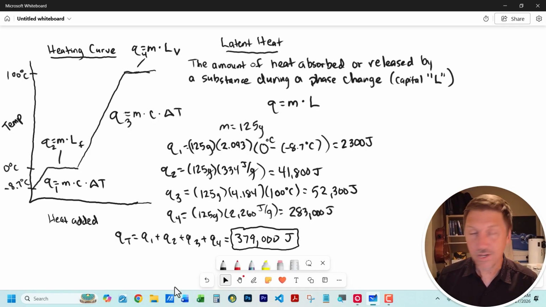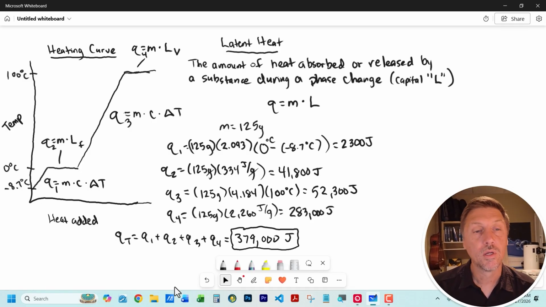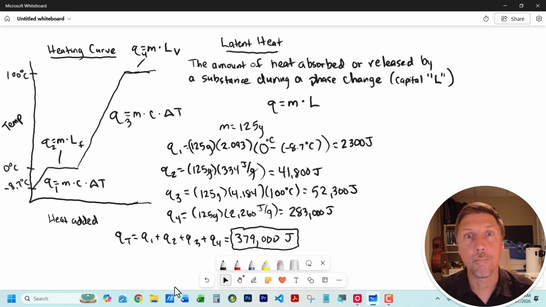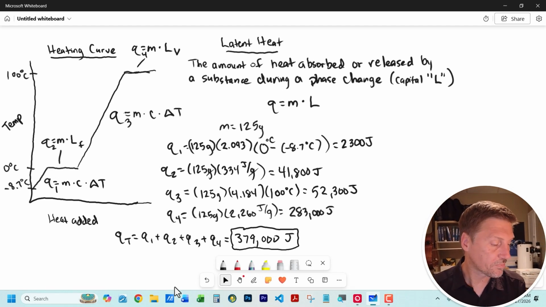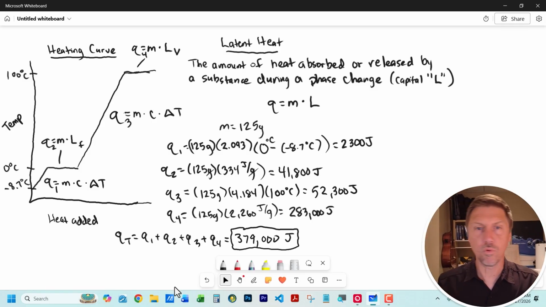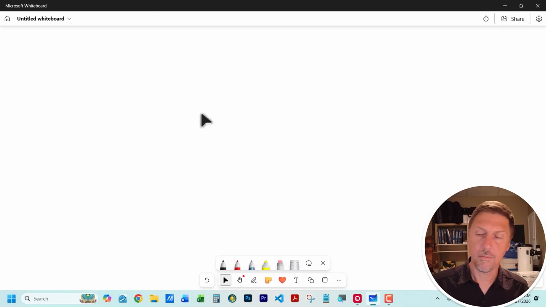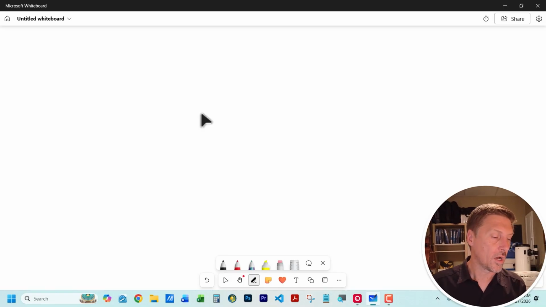That was the amount of energy that was required to melt and vaporize a 125-gram block of ice. Pretty cool. Four definitions, and then we'll be done totally with this chapter. So we are almost there. The definitions are probably definitions that you've heard before.